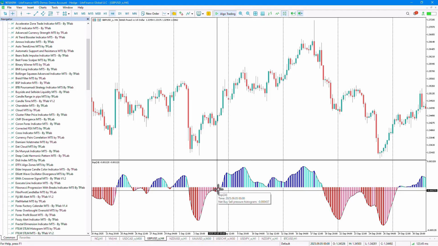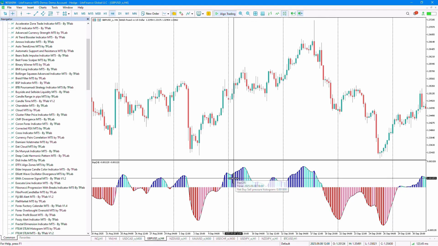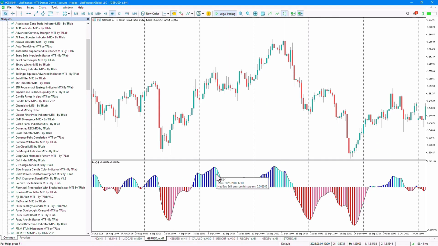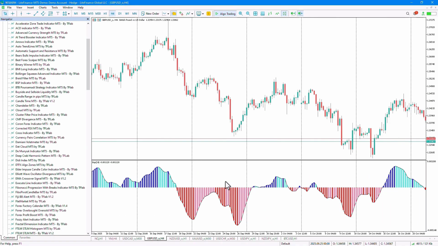Also, when the histogram values are displayed in a dark blue color, it indicates that there is strong buying pressure present in the market, suggesting that buyers are currently dominating the market activity. On the other hand, whenever the histogram values are shown in a light blue color, it signals that there is weak buying pressure in the market, which means that the strength of the buyers is decreasing, and as a result, there is a possibility of a trend reversal occurring in the near future.